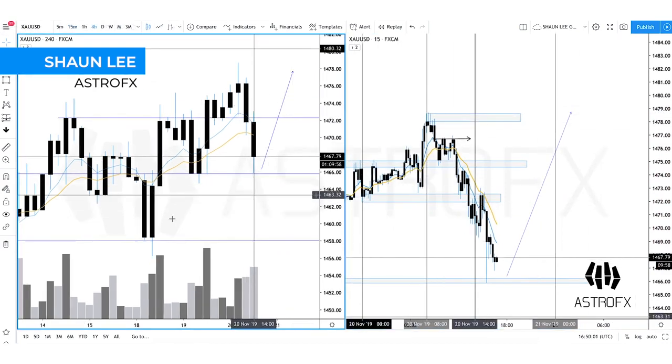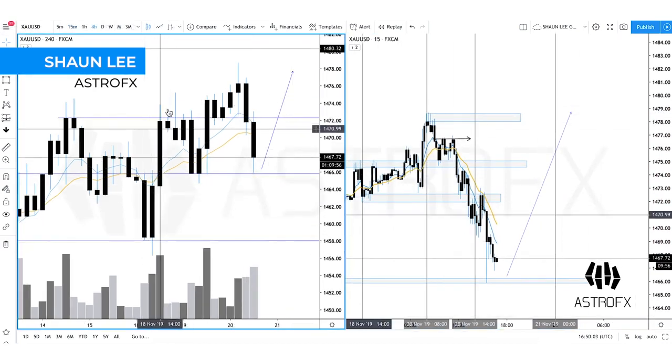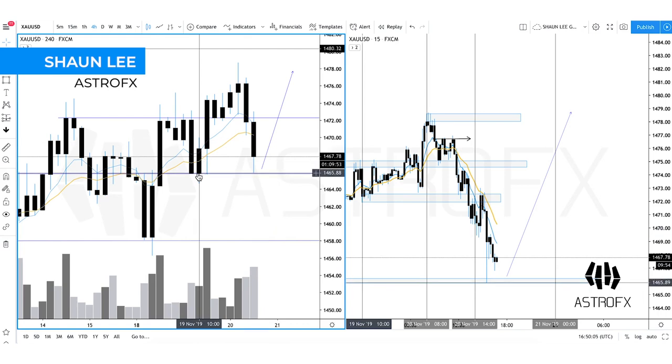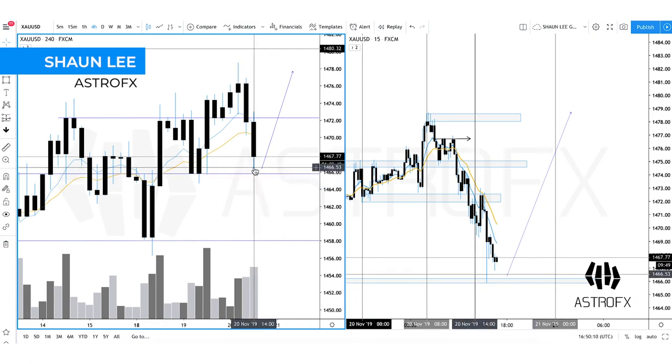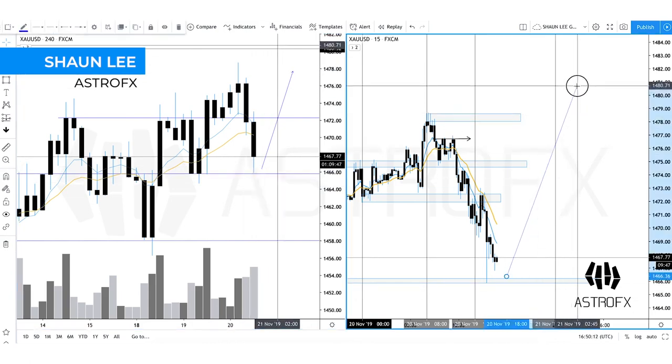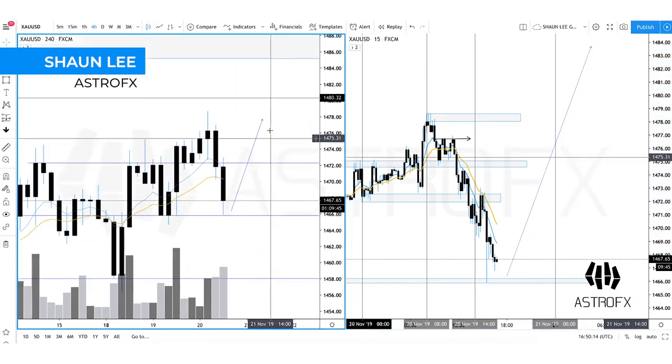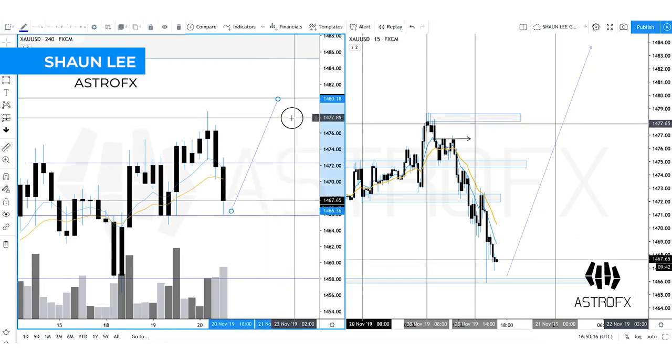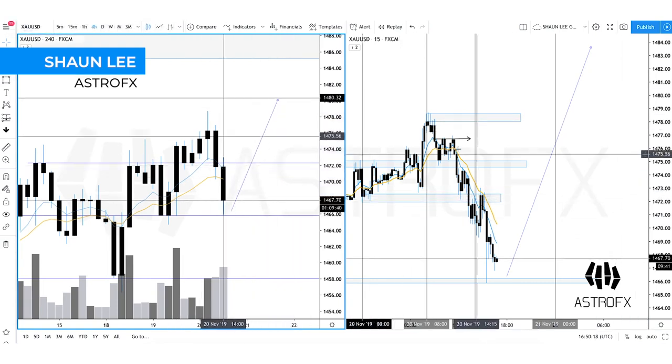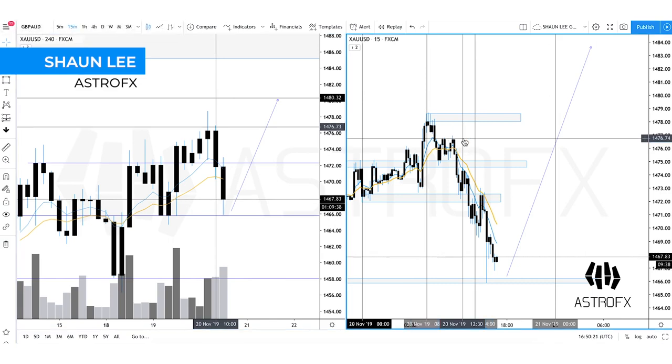coming up to take out the highs, because we have significant low, higher high, higher low, higher high. This could now be forming a new higher low to stretch all the way up and beyond into our weekly area of resistance, 1480. So I hope you enjoyed the video.